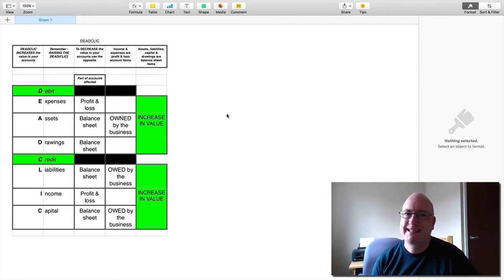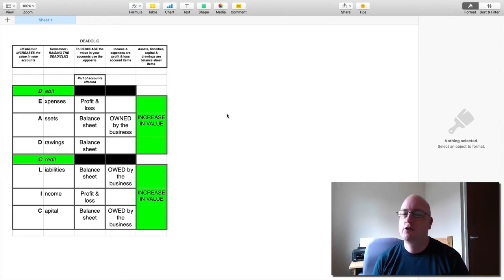Today I'm going to talk you through the double entry method of bookkeeping known as DEADCLIC. Very morbid sounding method, but it really works, and it's probably my most favourite method of double entry bookkeeping and remembering it. It's how I was taught double entry, it's how I always remember it. It's not the only method, there are lots of different methods of remembering double entry, but for me this is probably one of the most logical and probably one of the best.